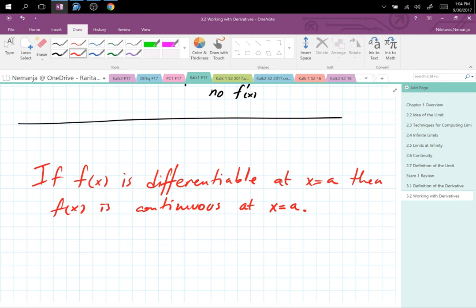Where is the vertical asymptote for tangent? Vertical asymptote for tangent is at pi over 2. Where is the vertical asymptote for secant? 1 over cosine. Also at pi over 2, because cosine goes to 0 at pi over 2. Everything always fits in perfectly, like Legos.